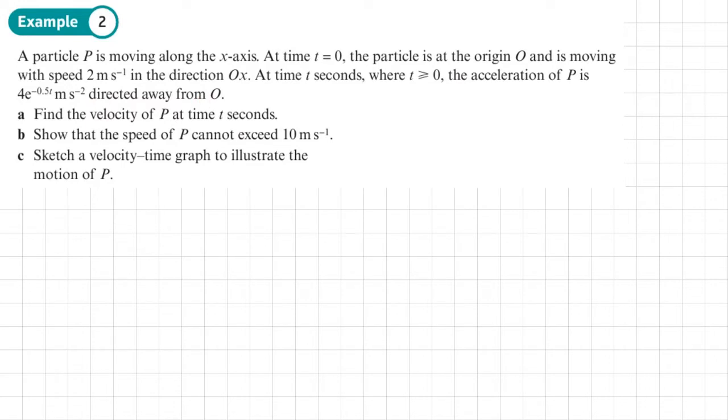We'll start with part A, and what we need to do is to find the velocity of P at time t seconds. So velocity, as we know, is what we get when we integrate the acceleration. So the velocity is going to be what we get when we integrate 4e to the minus 0.5t dt.